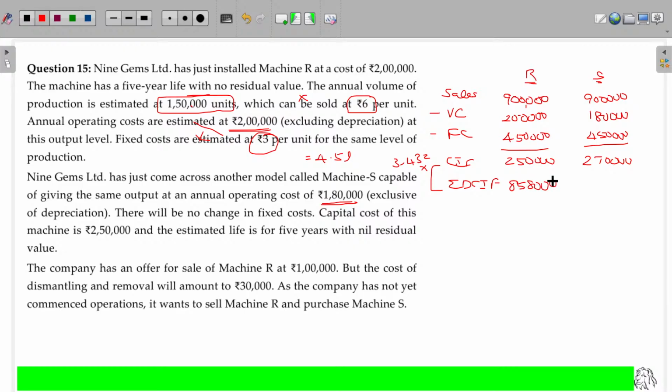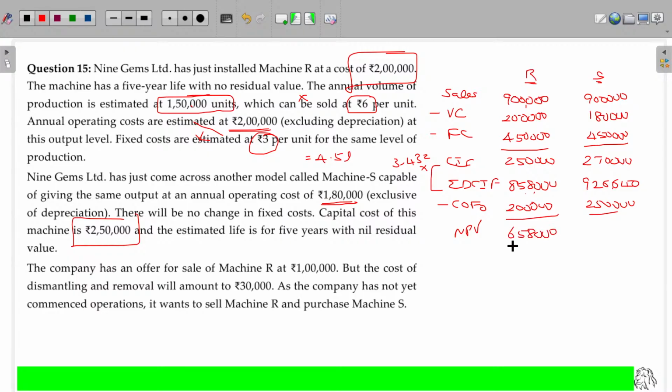For S, here 9 lakhs 26,640. From here you have to subtract the cash outflow. Cash outflow at the 0th period being, in case of machine R, we spent 2 lakhs. In case of machine S, it costs us higher by 2.5 lakhs, so 2.5 lakhs. Now your NPV for R being 6,58,000. In case of S, your NPV being 6,76,640. Between these two, you have to choose this one, not this one. Is that clear?